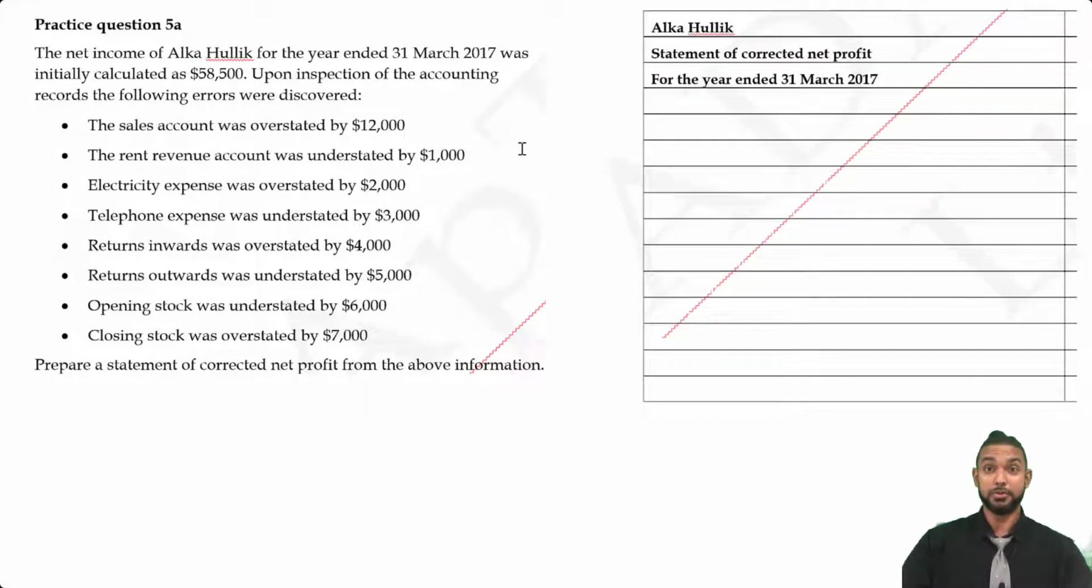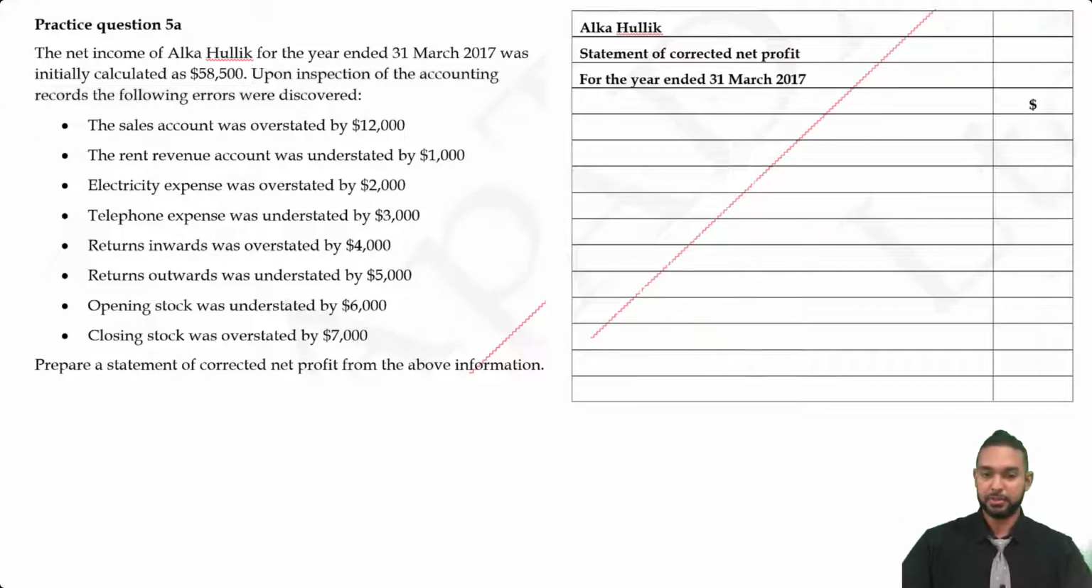Okay, so how did it go? It took a little while, right? That's okay. That's part of the process. So we have the income statement for the year, and the net income was initially calculated as 58.5. We discovered some errors. So instead of going through them one by one and then correcting them, let's correct them as we go through them. So let's just start off by doing the net income before correction, 58.5.